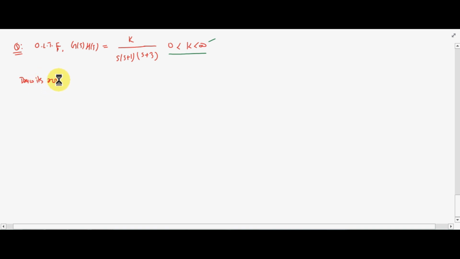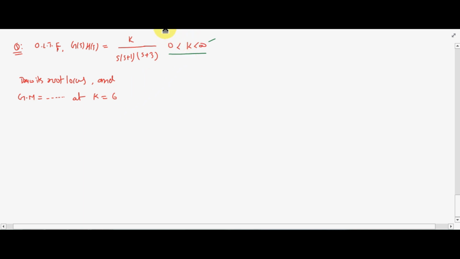The question asks: draw its root locus and find the value of gain margin. What is the value of gain margin at k equal to 6? This is the question. It means we have to draw the root locus and also find the gain margin of the system at k equal to 6.